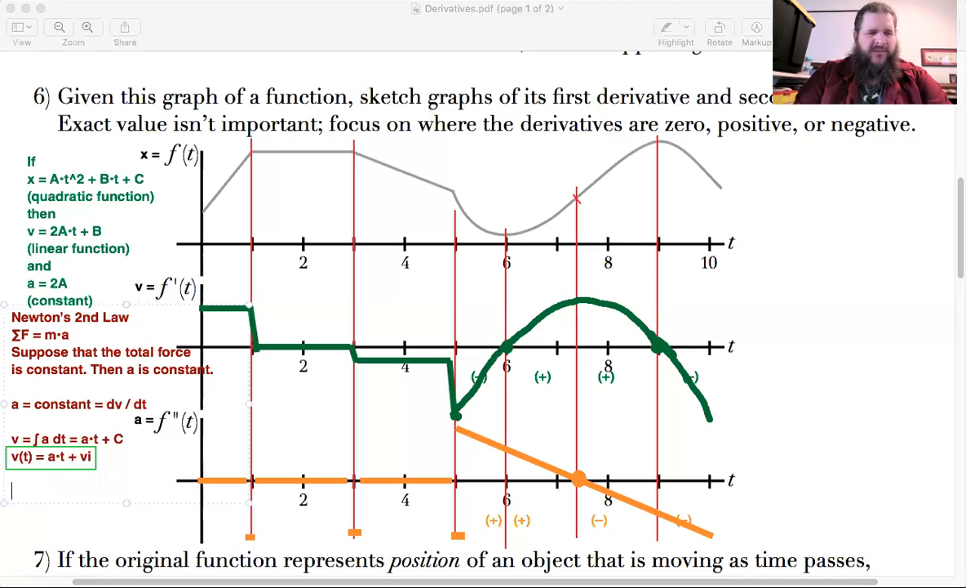So let's take this one more step. We've got a formula for velocity. How do we get from there to position? Velocity is just the derivative of position, right? So how do we undo that derivative? Take the integral. Yeah, take the integral one more time. Position is the integral of velocity.